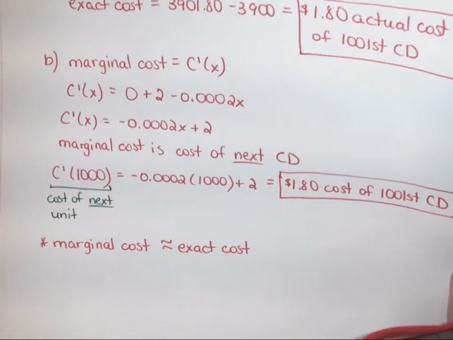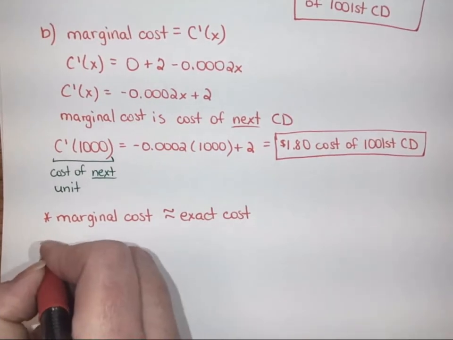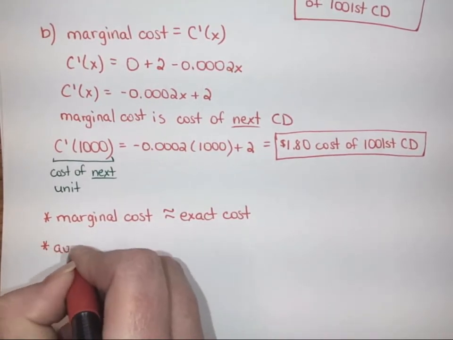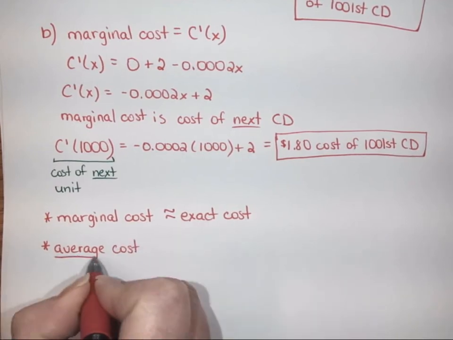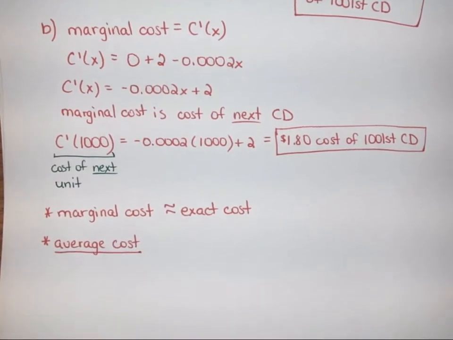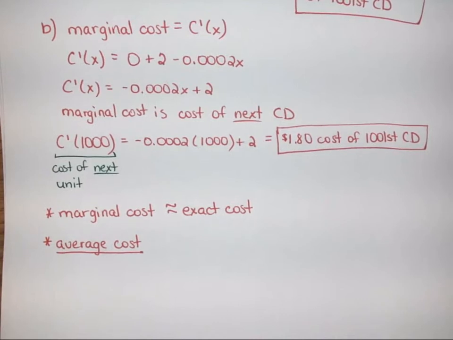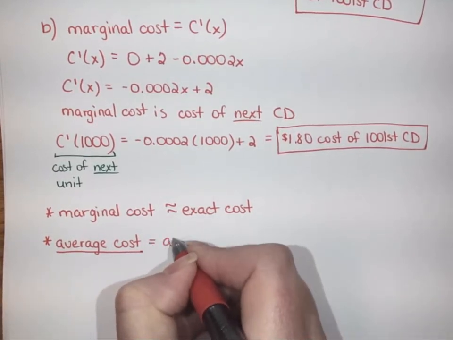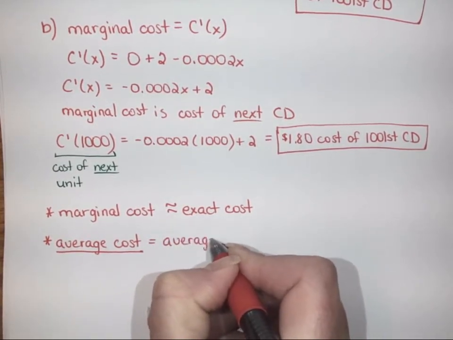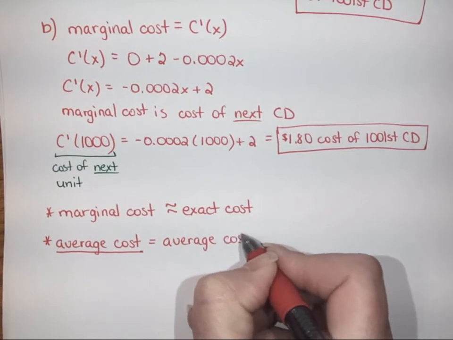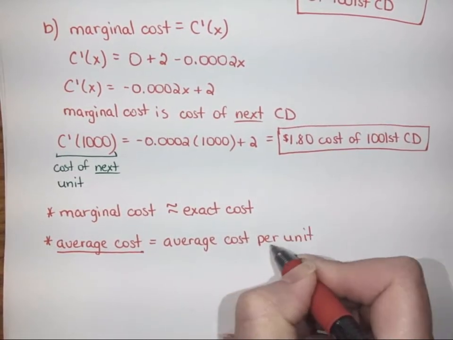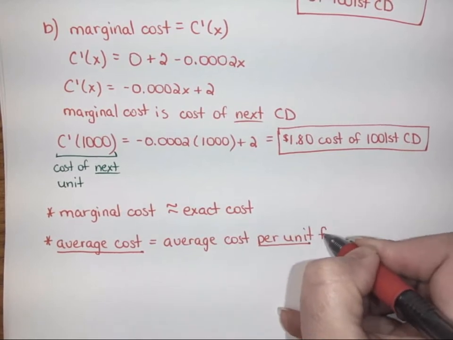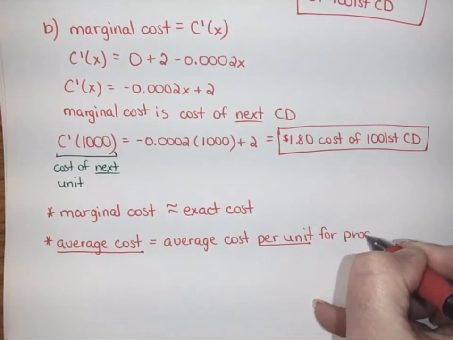All right, so another type of cost that we've actually talked about this semester already, but it was just a word problem at the end of one of the note sets, and that's average cost. Average and total cost are not the same thing. Total cost is the total cost for making a whole bunch of units. Average cost is the average cost per unit for producing x units.